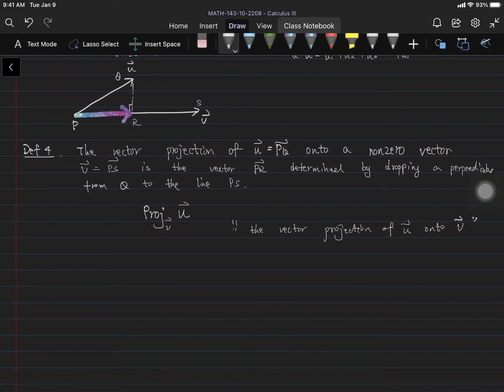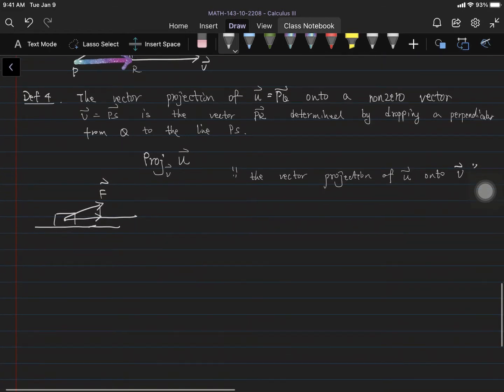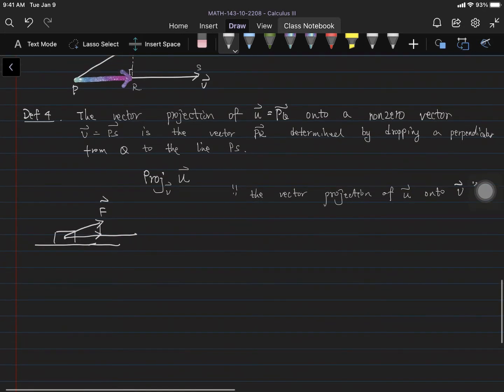And now let's take a look at how to find the projection vector. This vector is pretty important. For example, when we learn physics, if we move something, we have a force. If we move this to the right, which force is the effective force? The projection of this force. So that's why we always want to find that vector.